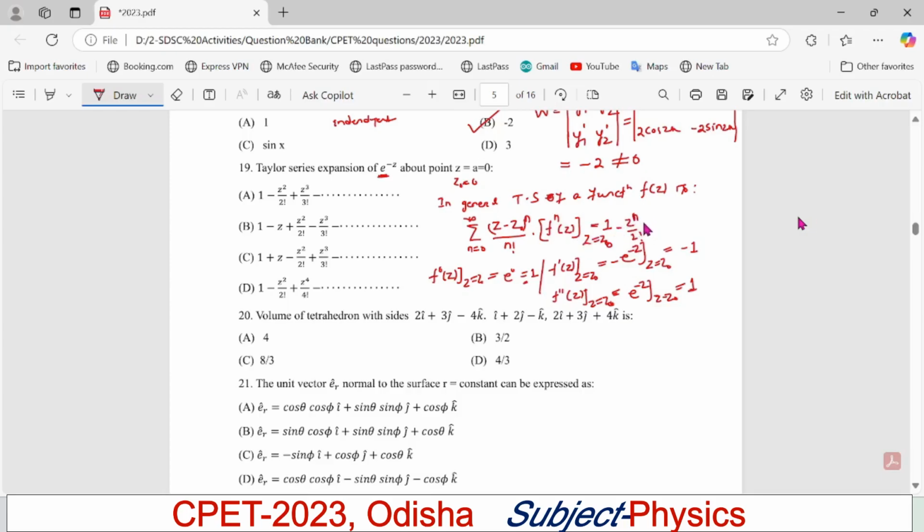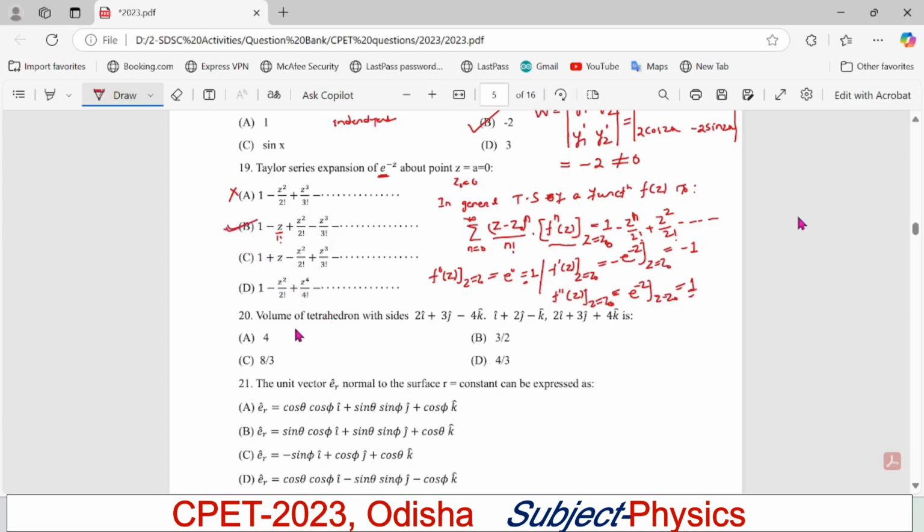Then the third term: f double dash z, here z minus z0 means z to the power 2 by 2 factorial, and this value is plus 1. So the series will be 1 minus z to the power 1 by 1 factorial plus z to the power 2 by 2 factorial and so on. Which option is correct? 1 minus z plus z to the power 2 by 2 factorial minus z to the 3 by 3 factorial. So this will be the correct answer. Option B is the correct answer.